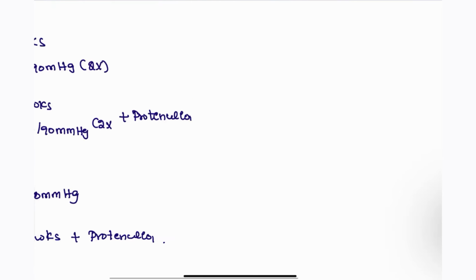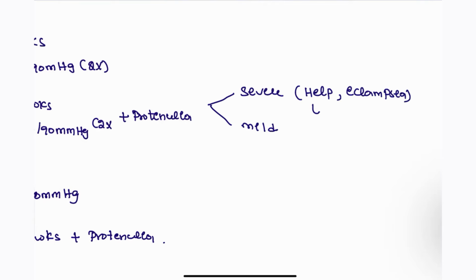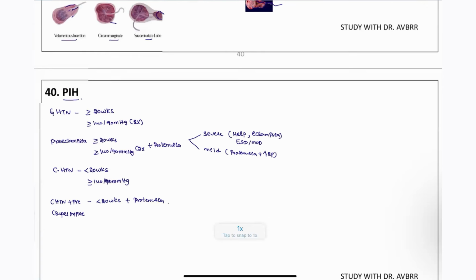Okay, next, preeclampsia can be severe, preeclampsia can be mild. So in severe preeclampsia, the patient must be having HELP syndrome, or eclampsia, or end stage disease. Okay, end stage organ or multi organ damage will be seen. In mild, the patient will only have proteinuria and raised BP. Okay, this is how PIH will be seen.